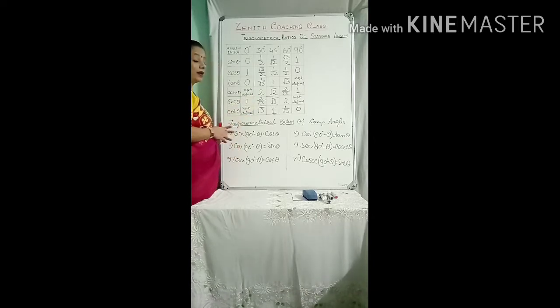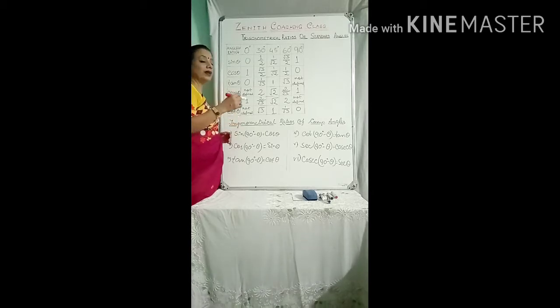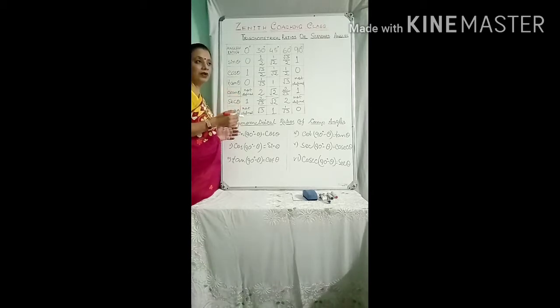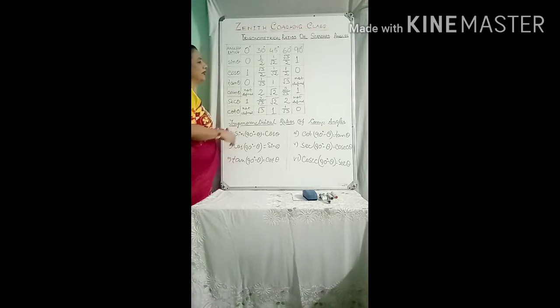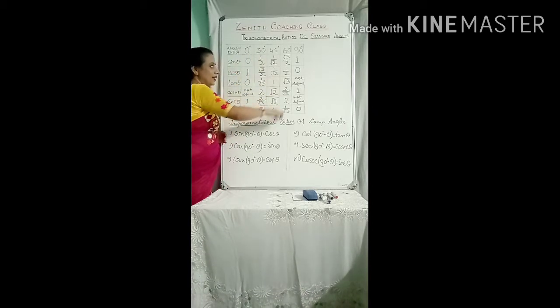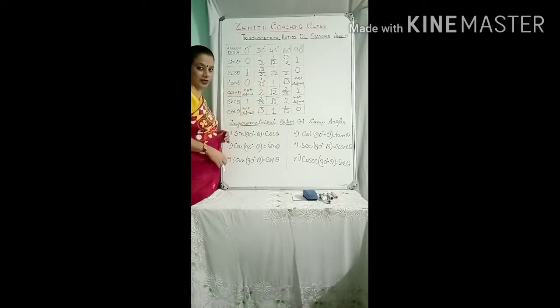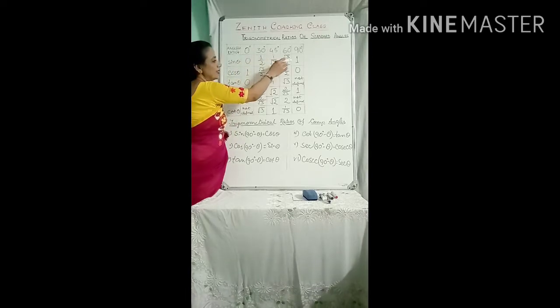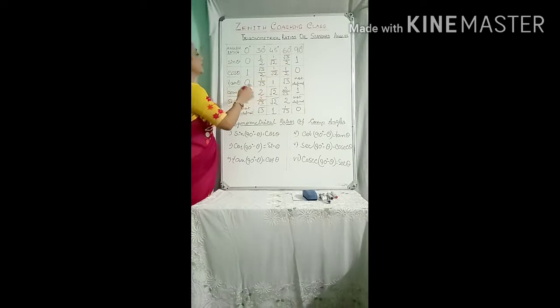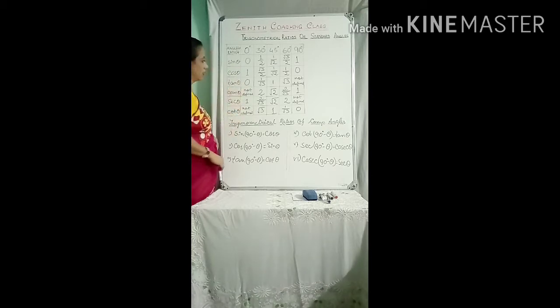It takes a lot of time to learn, but it is the basic thing, the A, B, C, D of trigonometry. So you have to learn. Here are the angles: 0 degree, 30 degree, 45 degree, 60 degree, 90 degree. And for theta we have sin theta, cos theta, tan theta, cosec theta, sec theta, and cot theta.